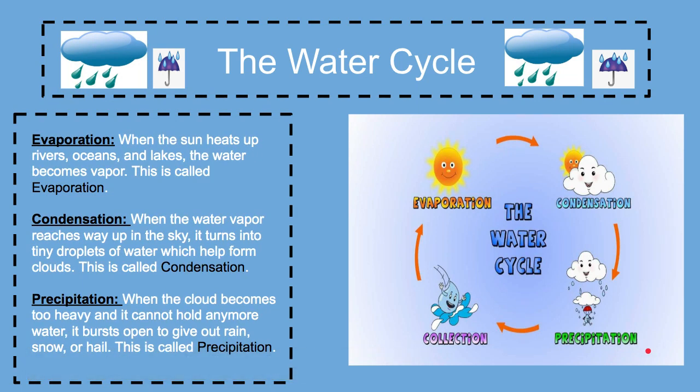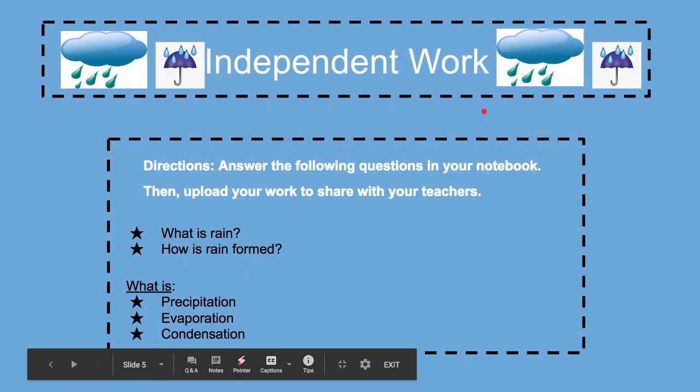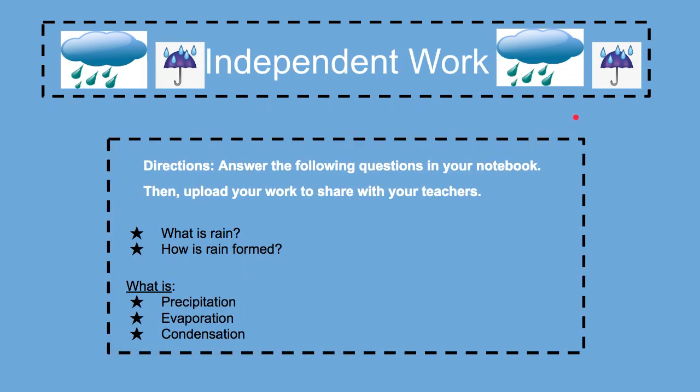Wow, we learned so much, not only about what rain is, but about how it's formed. We learned that it starts through a process called the water cycle. Now that you've learned a little bit more about rain and about how it comes from a process called the water cycle, it's time to complete your independent work.